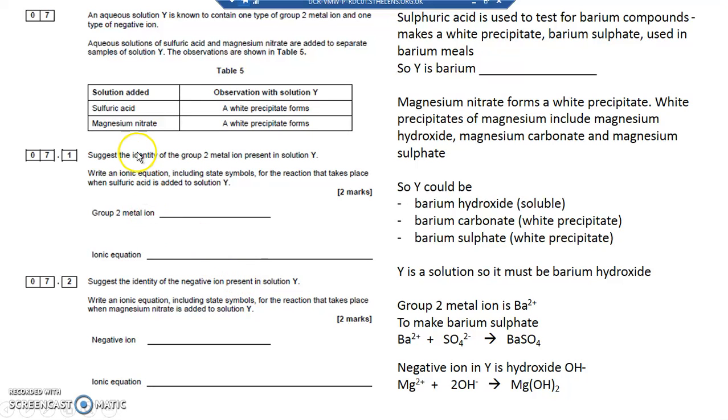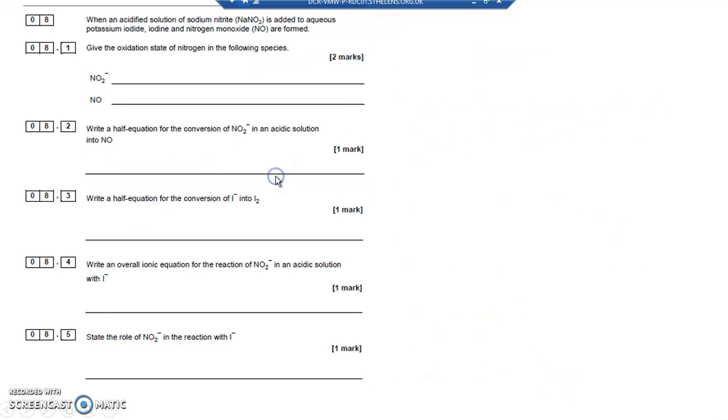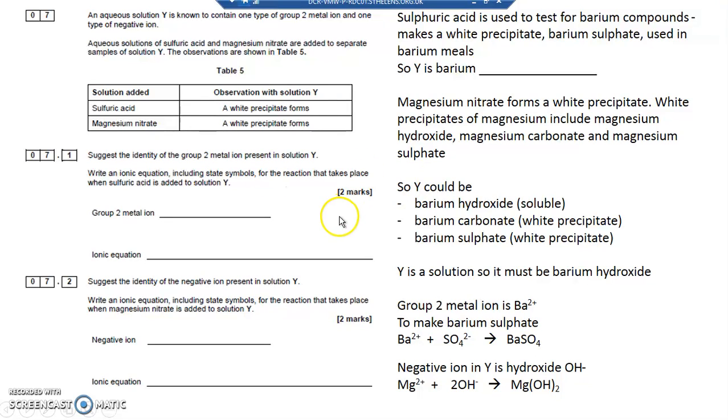Barium hydroxide suggests the identity of group 2 metal is barium, Ba2+, and the ionic equation for the reaction that takes place with sulfuric acid. Well, I know barium is Ba2+ because it's in group 2, so the ion loses 2 electrons to fill up its outer shell. You've got to know that a sulfate ion is SO42-, so Ba2+ and SO42- make BaSO4. It's got no charge on it, so 2 plus and 2 minus cancel each other, and that's why it's a solid.